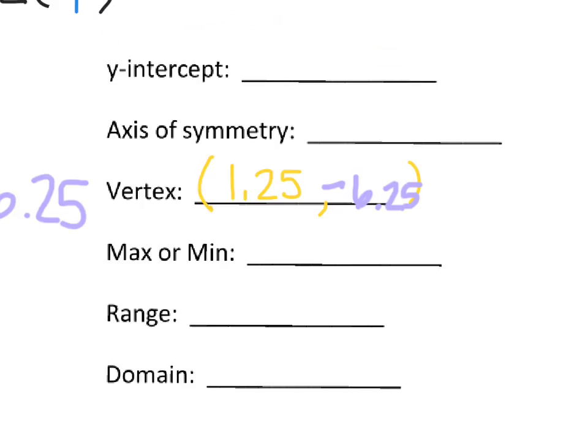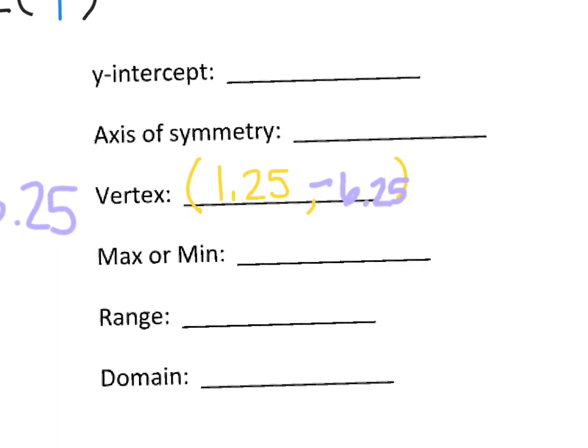Then I can go through and find all my other stuff, because what we know is that our axis of symmetry comes from half our vertex. So our axis of symmetry is x equals 1.25. And then my maximum or my minimum and my range both come from the negative 6.25. That is the other part of my vertex. So I'm going to go ahead and fill those in.